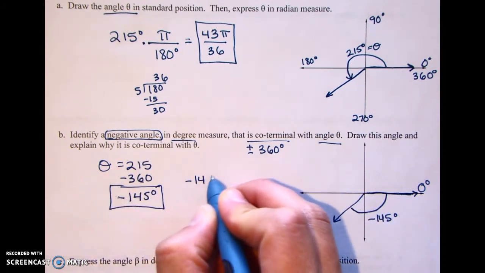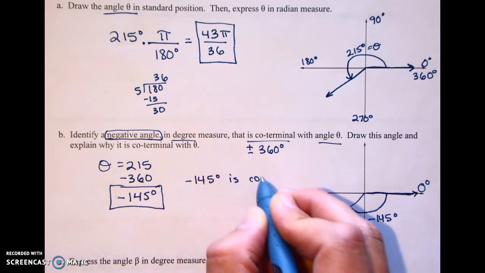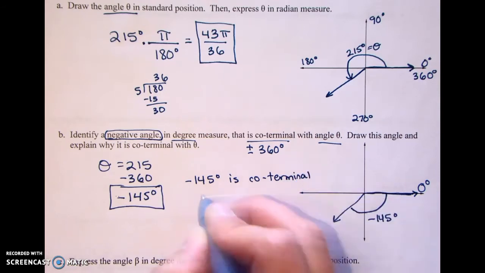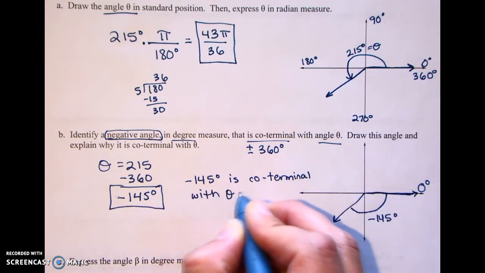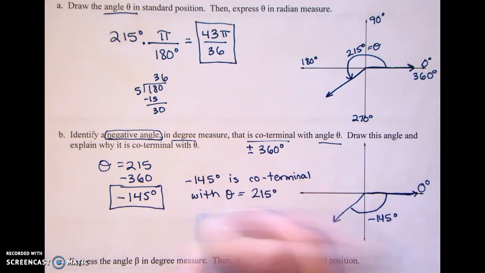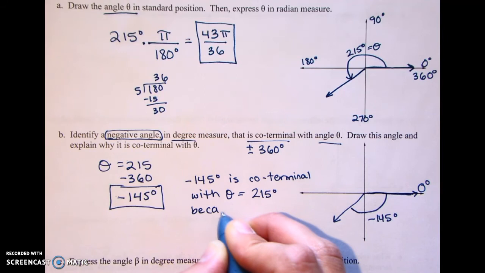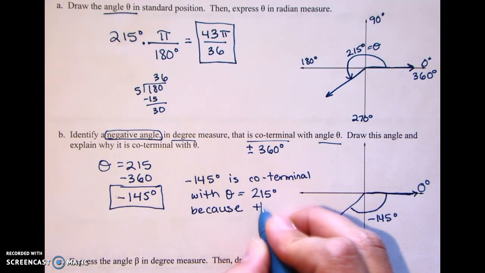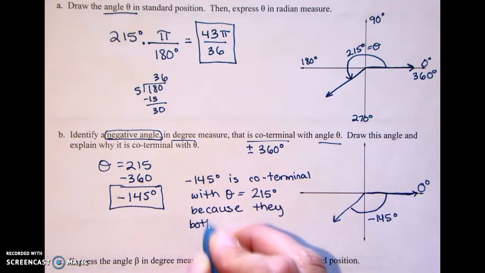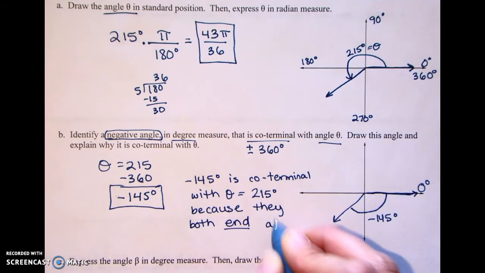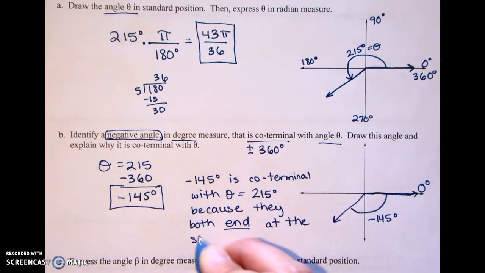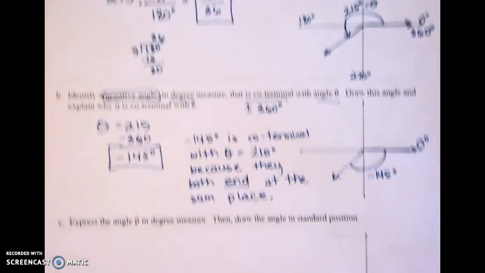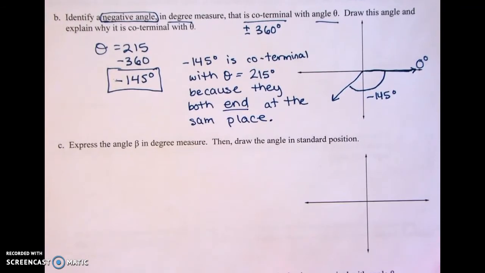Explain why it is coterminal with theta. Ready? Negative 145 degrees is coterminal. We're going to repeat the question in our answer with theta equals 215 degrees because coterminal. Co means together and terminal means ends. So because they both end at the same place, their terminal side is the same. This is a nice review of one of our very first lessons.